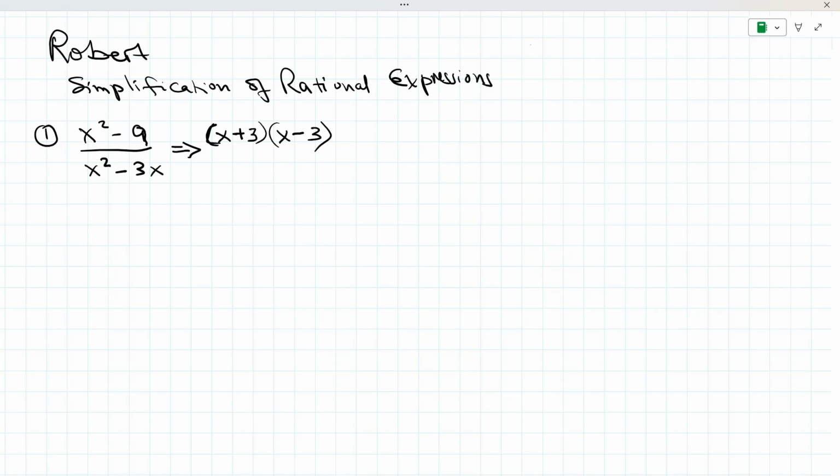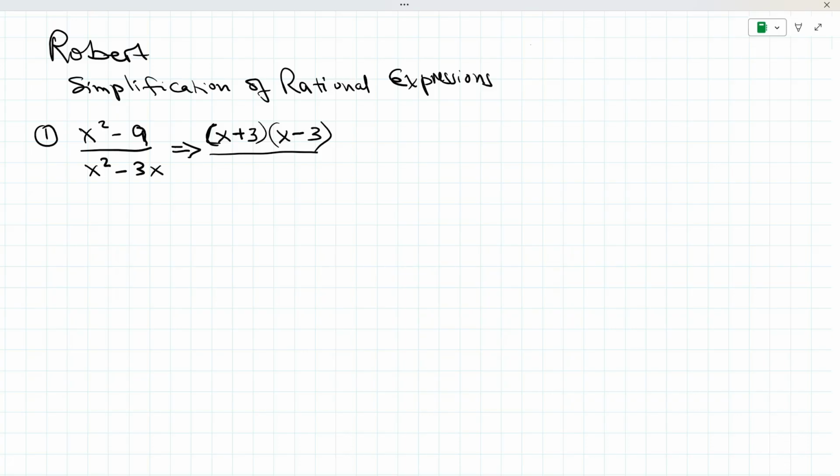Indeed, when we try to multiply out, x by x will give us x squared. x times minus 3 will give us minus 3x. Then 3 times x will give us positive 3x. So the two will cancel out. And eventually 3 multiplied by minus 3 will give us minus 9. So we are good to go there.